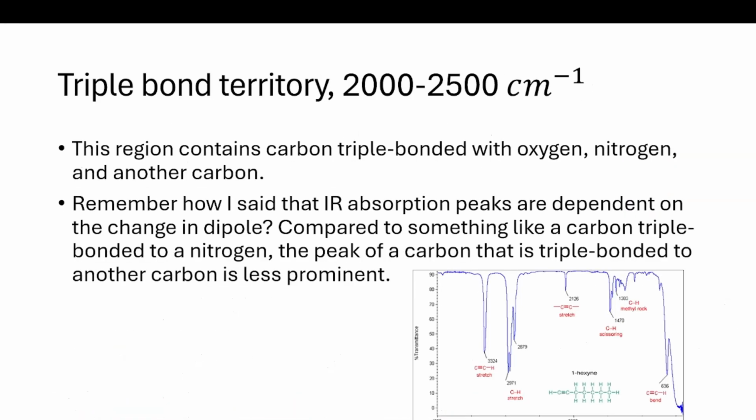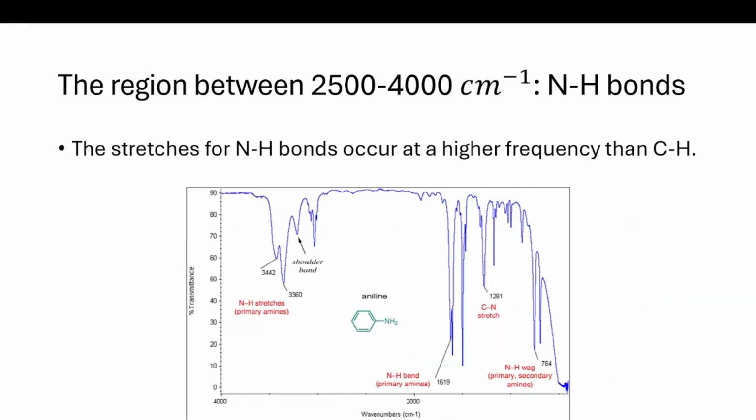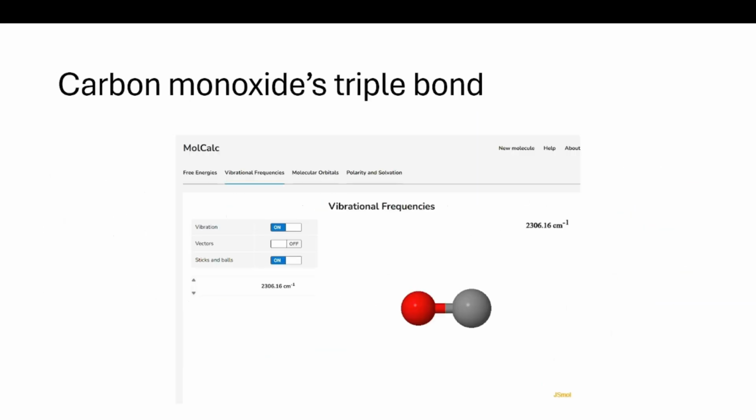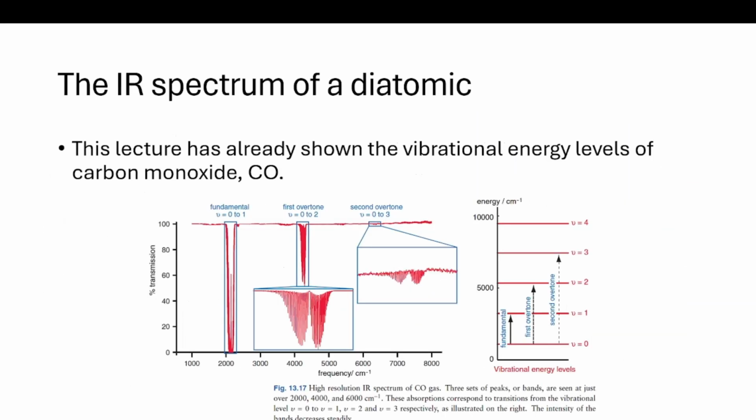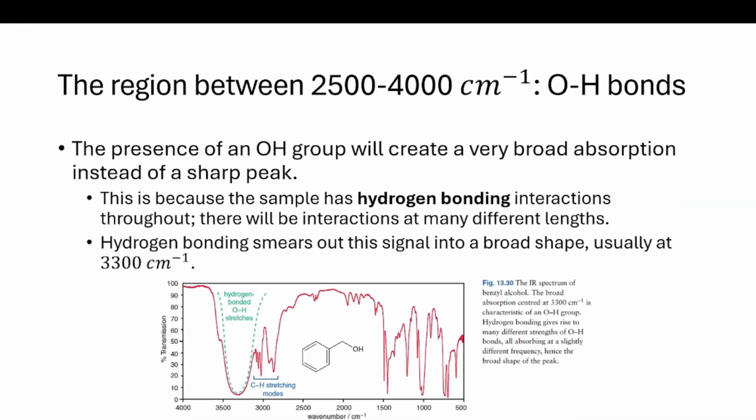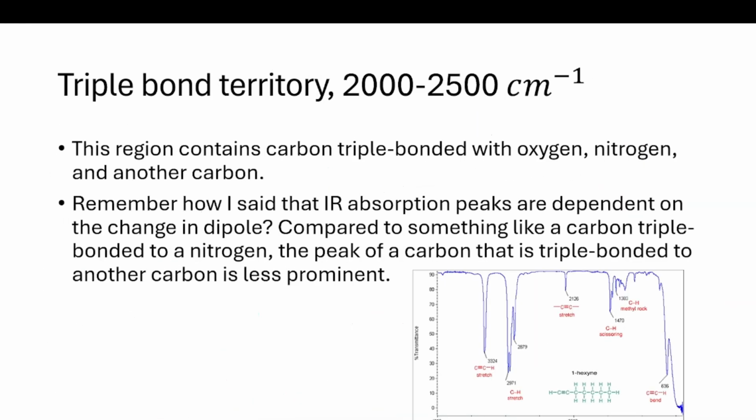So anyways, going on to triple bond territory, this region will contain carbon triple bonds with oxygen, nitrogen, and another carbon. And in fact, if I go back to that spectrum of carbon monoxide, let's go back right here, we can see that around 2000 to 2500, we get our fundamental frequency right here. And that actually corresponds to this triple bond territory.